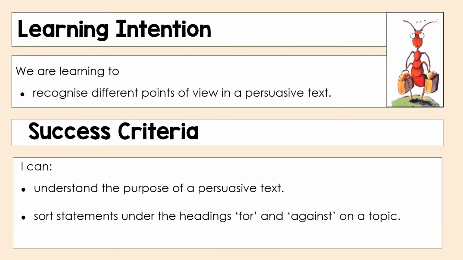Our learning intention for today's lesson is we are learning to recognise different points of view in a persuasive text, and our success criteria is I can understand the purpose of a persuasive text and sort statements under the headings for and against on a topic.